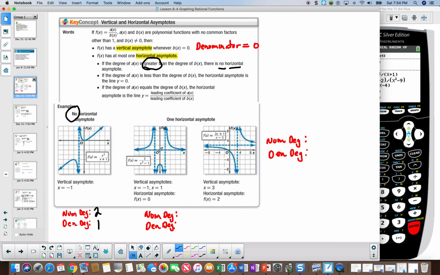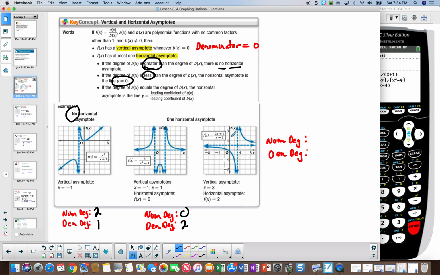Over here, let's take a look at the numerator. The numerator's degree is 0, and the denominator's degree here is 2, and this is our second option. When the degree of the numerator is less than the degree of the denominator, the horizontal asymptote is the x-axis, and we can see that right here. So the horizontal asymptote is y is equal to 0.